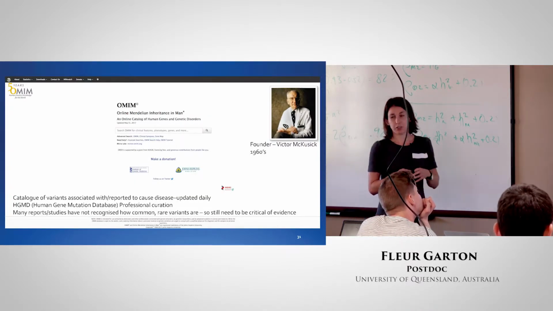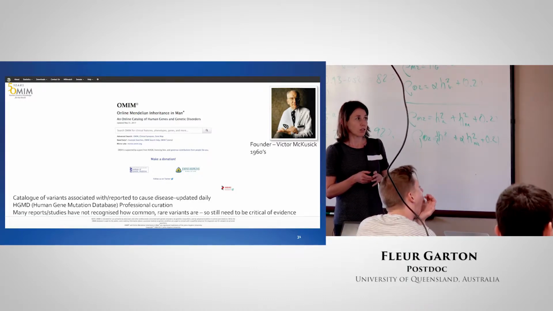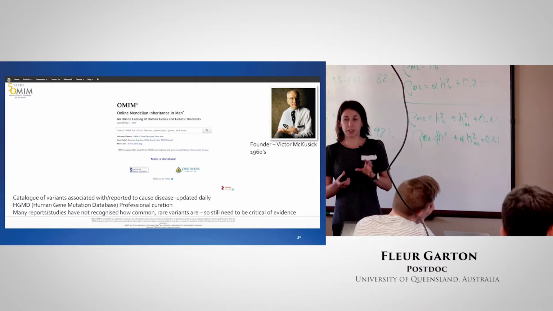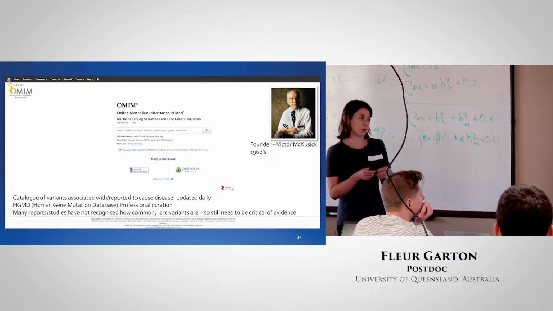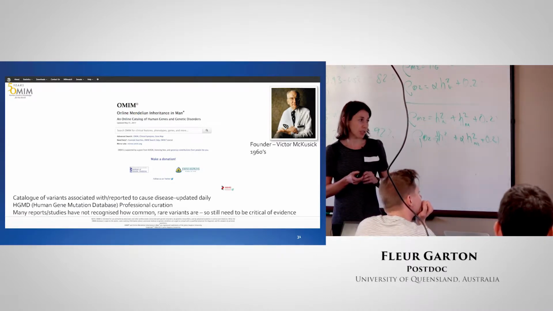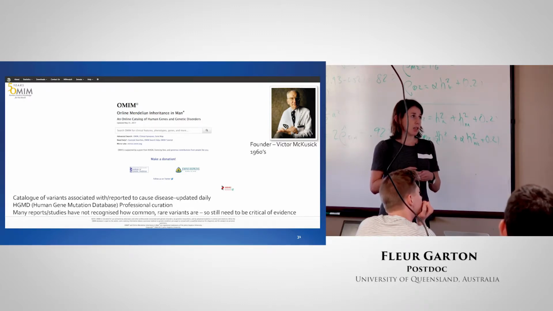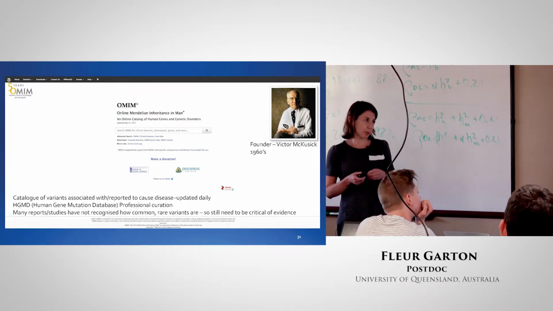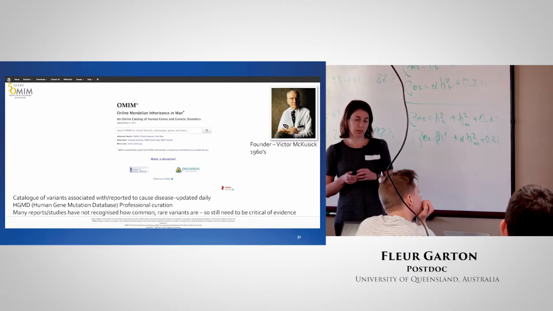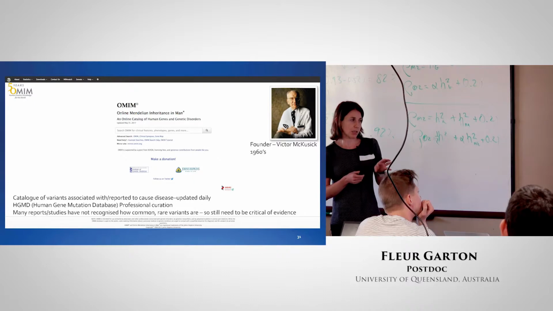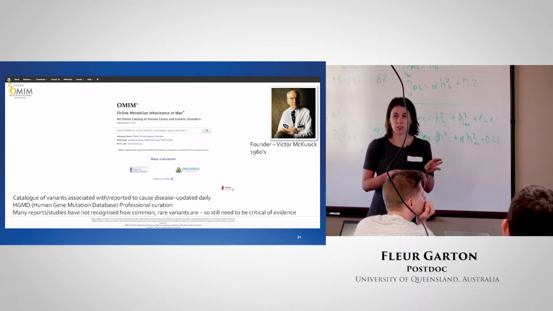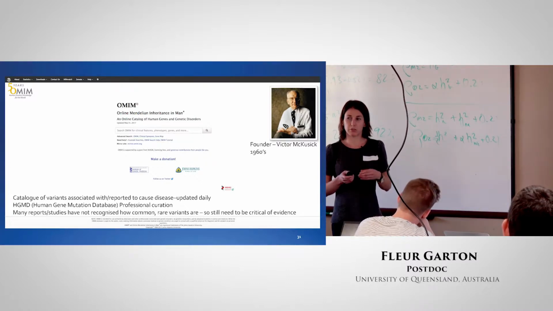This is the Online Mendelian Inheritance in Man database. This is just an example of an online database that has a catalogue of variants which are reported to cause disease. It's very regularly updated. And there's another one called HGMD, which stands for Human Gene Mutation Database. This is a professional curation. And I guess, if you're looking up a particular gene or a particular variant to see if it's associated with a related or a more severe trait that you might be interested in, it's important to note that a lot of these databases haven't recognized how common rare variants are. And so you still need to be critical of the evidence that's in here.